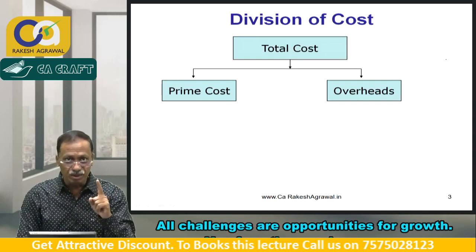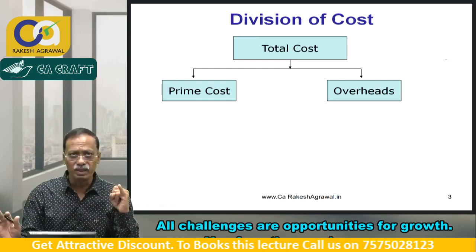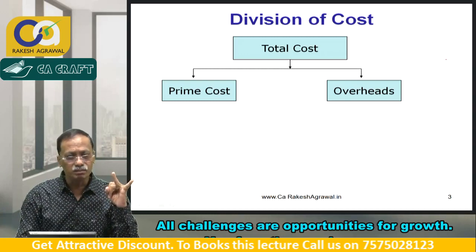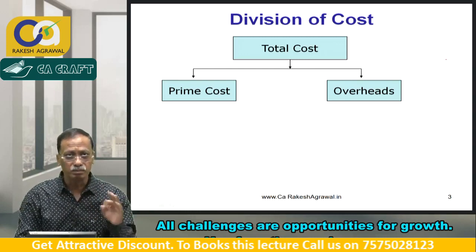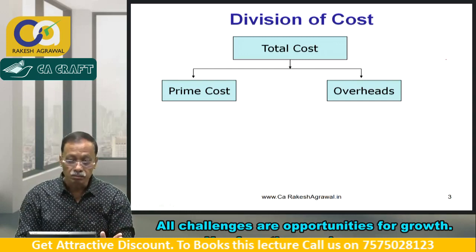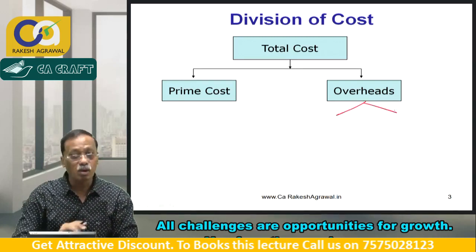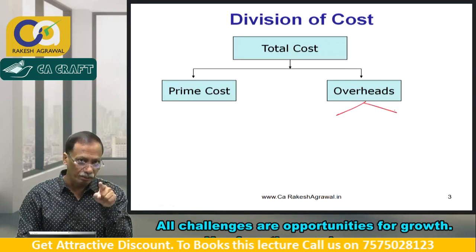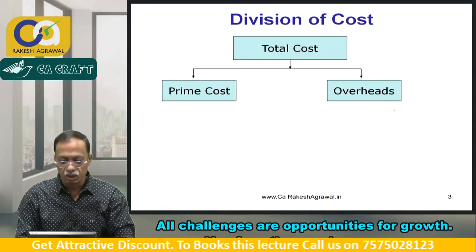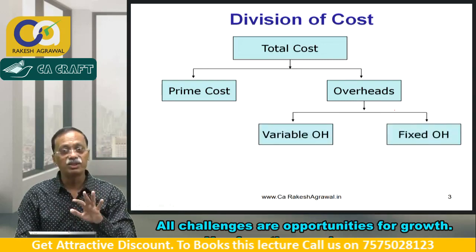So in the question, if they tell you direct material, what type of cost is it? Variable by default. If they give you direct labor cost, by default it is variable. If they give you direct expenses, by default it is variable. All prime cost by default are variable cost. Now only overhead cost you have to divide in two parts for marginal costing purpose, that is variable overheads and fixed overheads. So overhead cost I will split in two parts, variable overheads and fixed overheads.